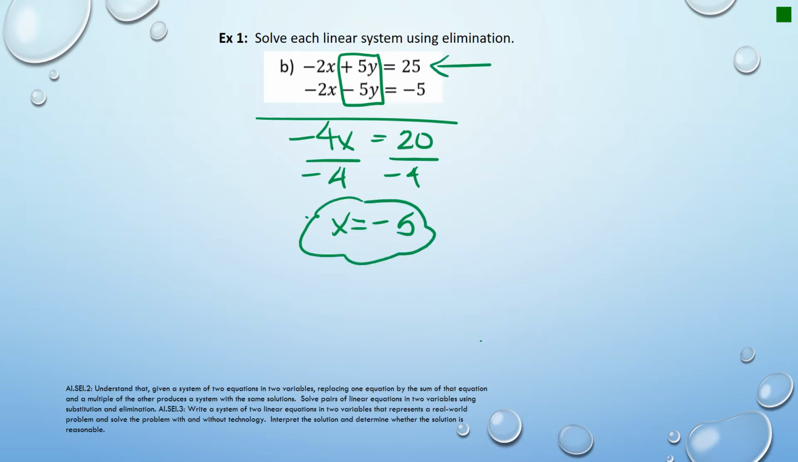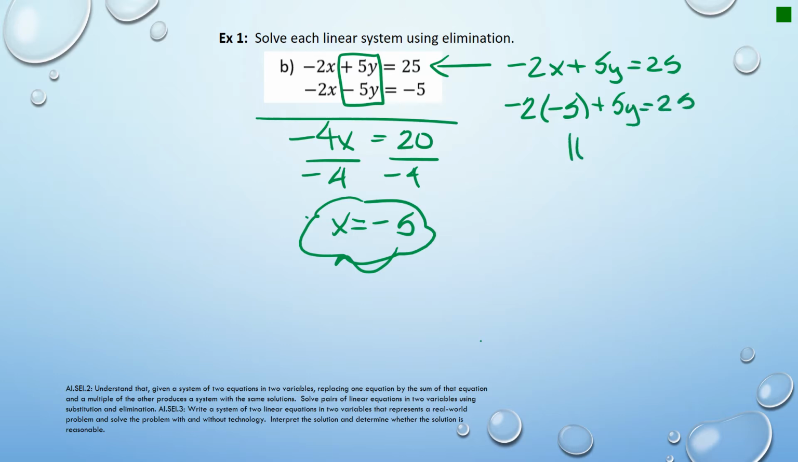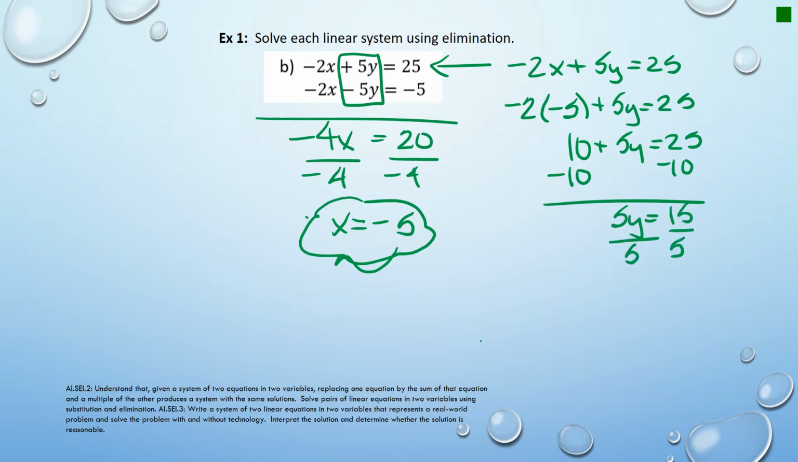Remember, I can put that in any of them, but I'm going to go in this top one, the negative 2x plus 5y equals 25. And I'm going to put negative 5 in for x. So it's going to be negative 2 times negative 5 plus 5y equals 25. 10 plus 5y equals 25. Looky, looky, we have an equation. So we have to subtract 10. We get 5y equals 15. We're down to multiplication. Opposite of multiplication is division. Bada bing, bada boom. We have the point negative 5, 3.